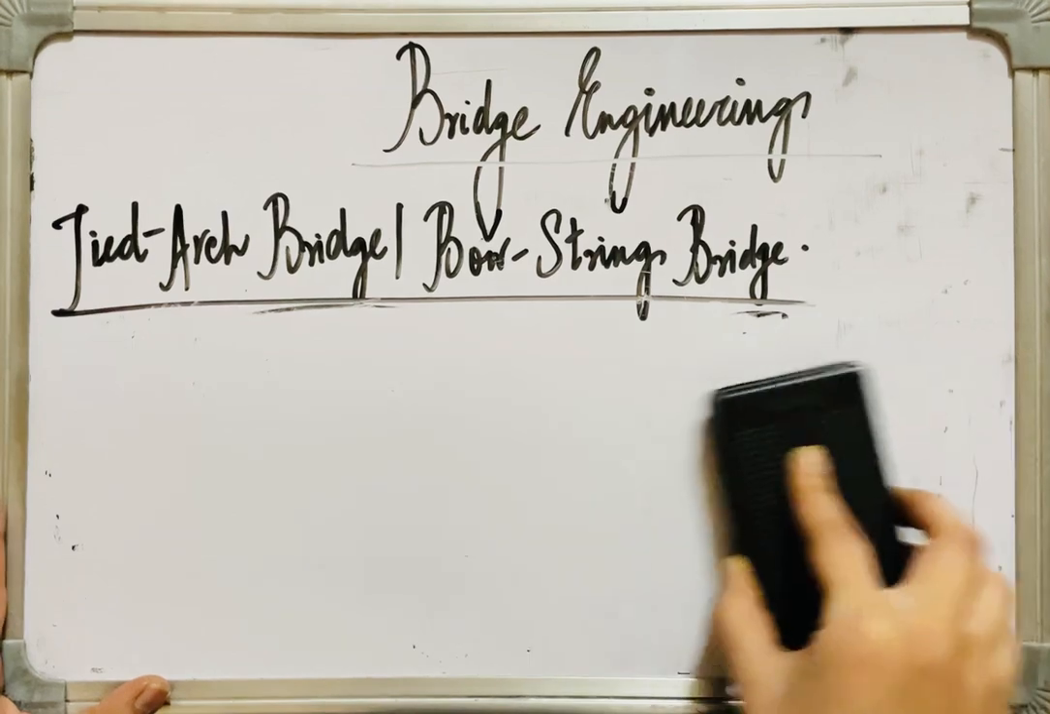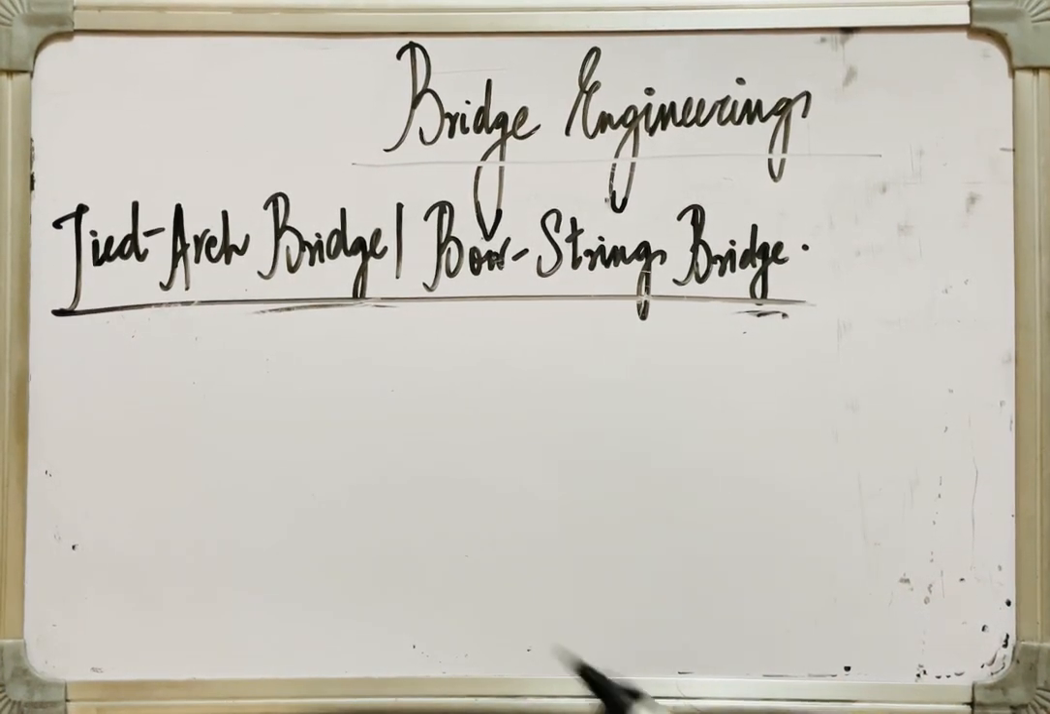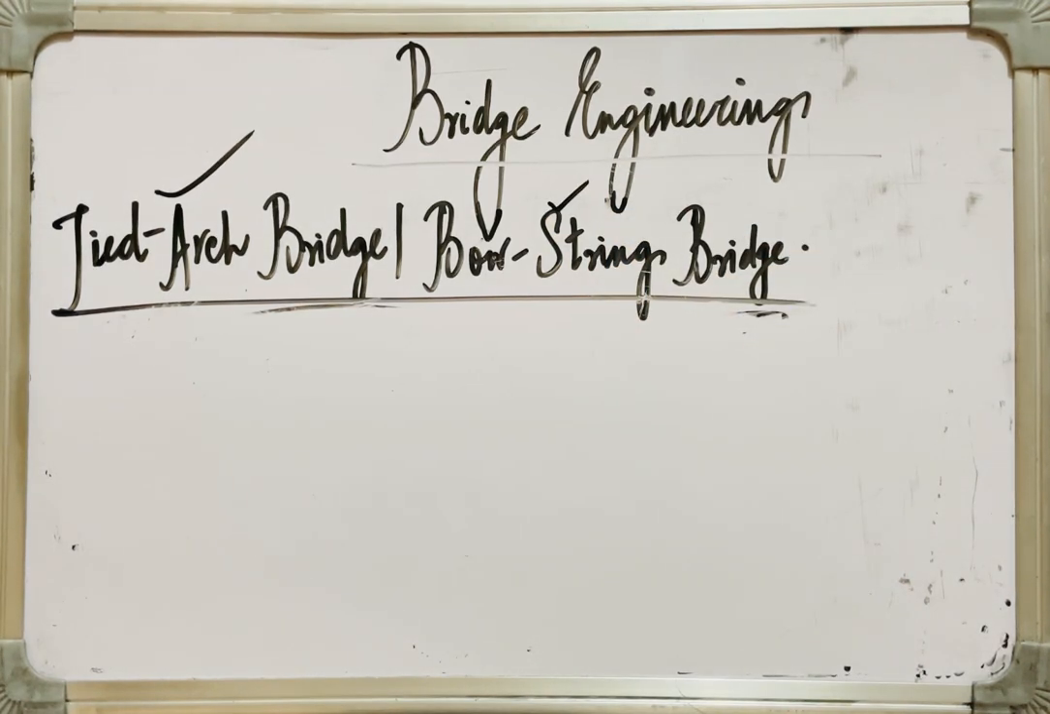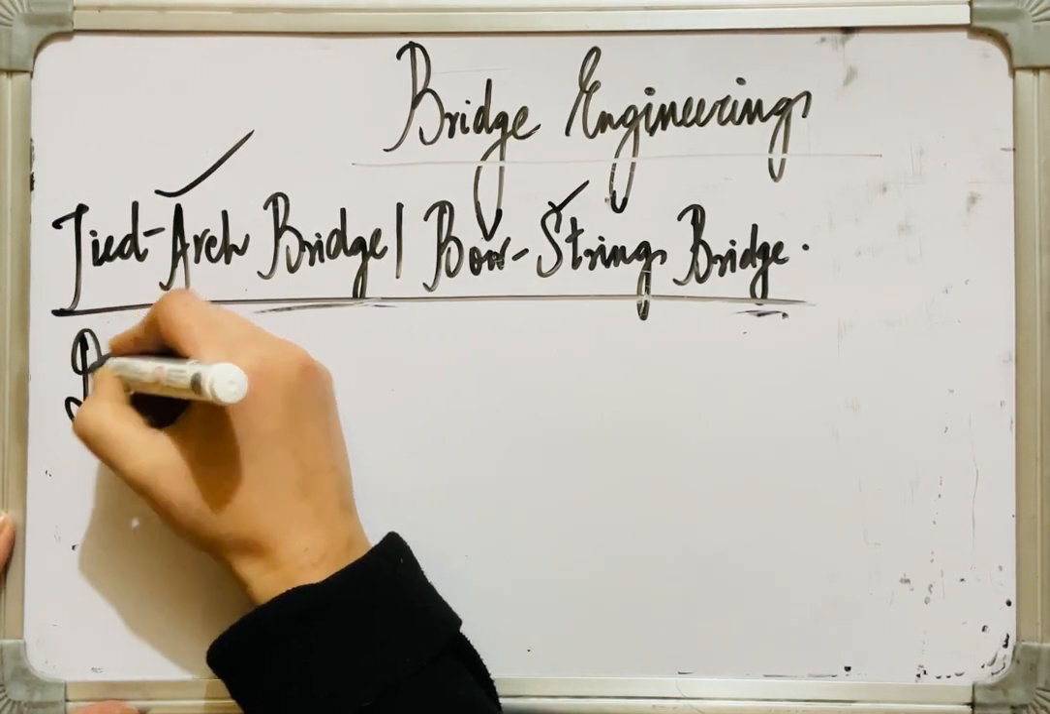Tied arch bridge, we can easily relate why it's known as a tied arch bridge because the two ends of the arches are tied together by a tying cord at its springing levels. Now, why is it known as a bowstring bridge? It's known as a bowstring bridge because it derives this name from its shape.